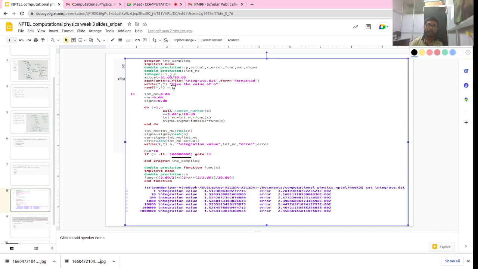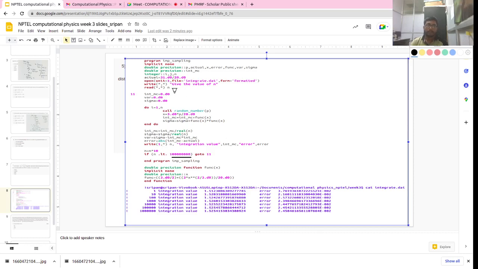So for a particular n, let's say n equals 1, we do this, and then again n equals 10, we do this, since n equals n into 10. So for each step you increase the value of n to be 10 times the previous one.